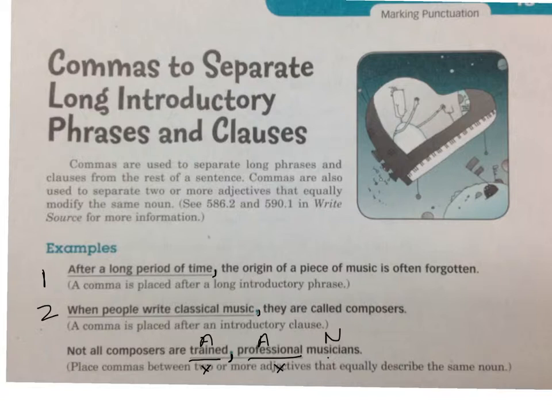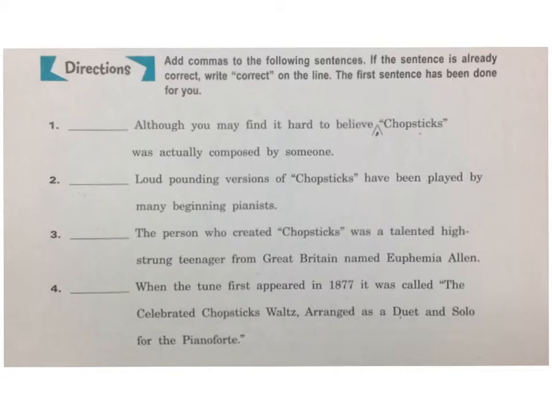All right, let's do some practice. Go ahead and open your workbook, skills book, to page 13. We have 4 problems we're going to go through. The first one's been done for us. It says that we should include a comma if it's needed, or if the sentence is correct, we just write correct on the line. So the first one, although you may find it hard to believe, this is an introductory phrase. So you put a comma right there.